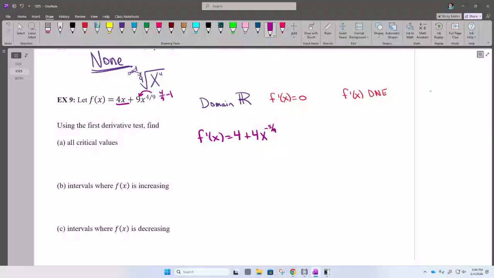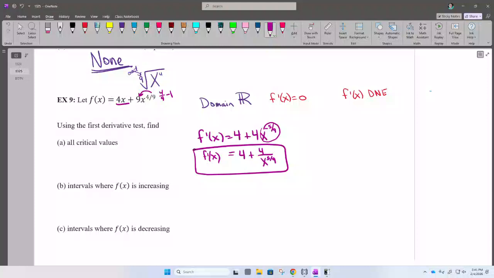My derivative. I'm going to rearrange it so I can find my stuff easier. Now, x is the only thing to the negative 5/9. The 4 is not. So x needs to go to the denominator. So here is my derivative. All right, I'm looking at two things. Where does this equal 0? Where does it not exist?